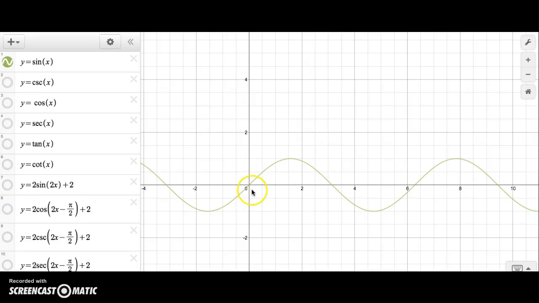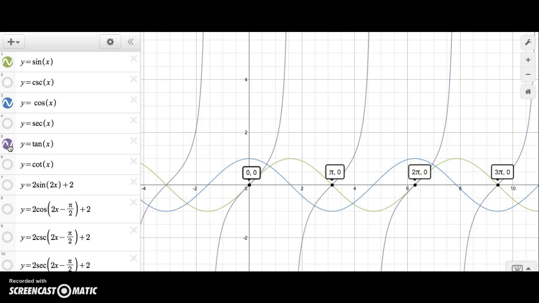Okay, so today we're going to be talking about sine, which is this graph, cosine, and tangent. Okay? Let me get rid of those. We'll add those back later.